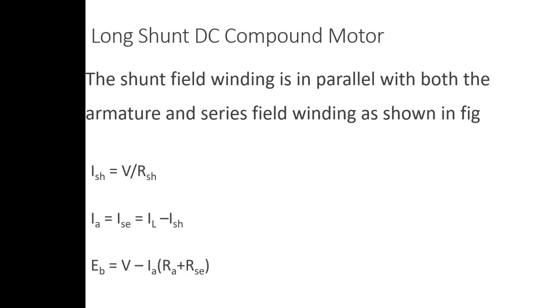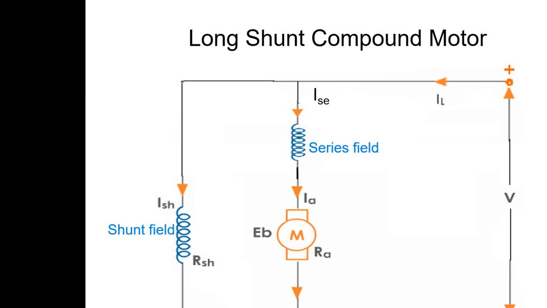We'll see the figure. ISH is equal to V by RSH, and ISC is equal to IL minus ISH, and EB is equal to V minus IA into RA plus RSC. We'll see how these formulas have come. So this is a long shunt compound motor. We have two types, short shunt compound and long shunt compound. This is a long shunt compound.